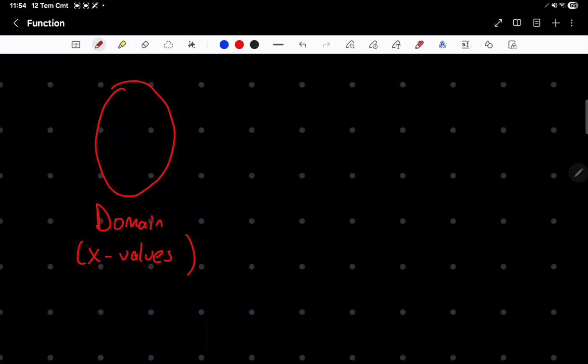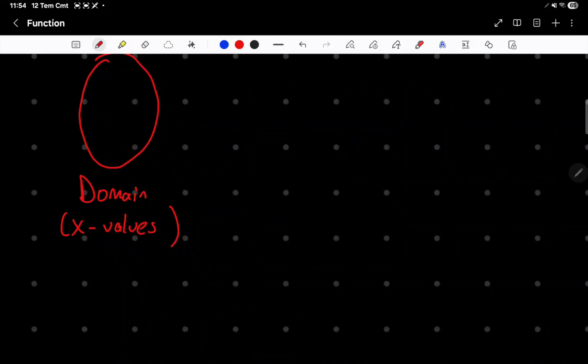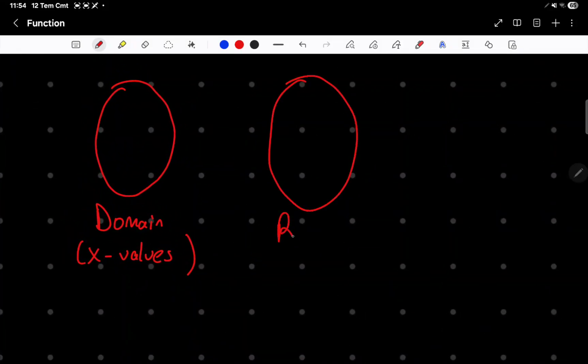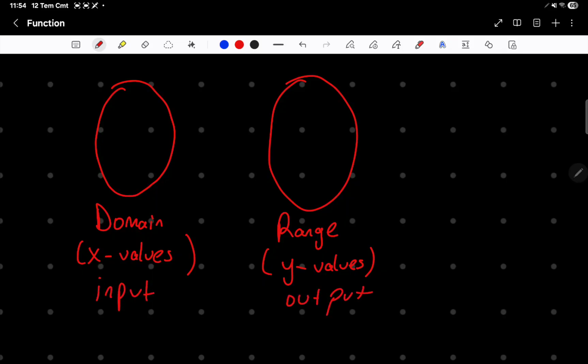The domain is the set of all possible input values, the x values. The range is the set of all possible output values, the y values. Input, output.